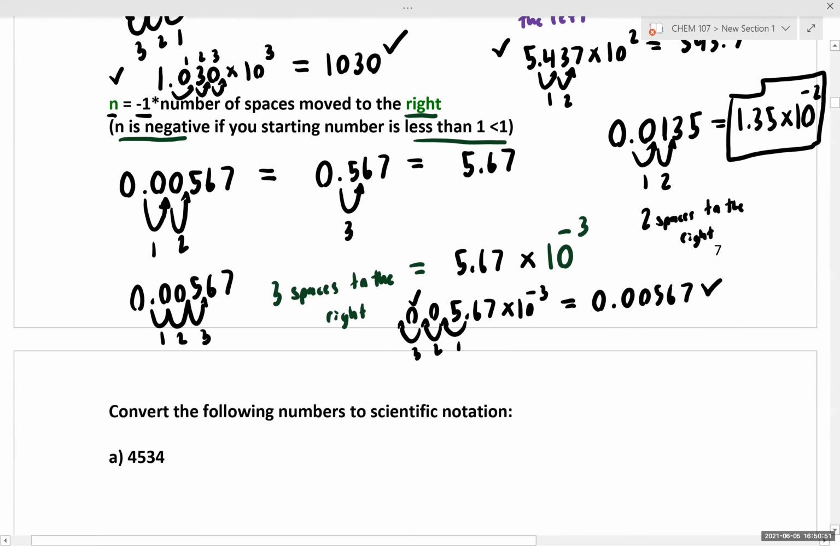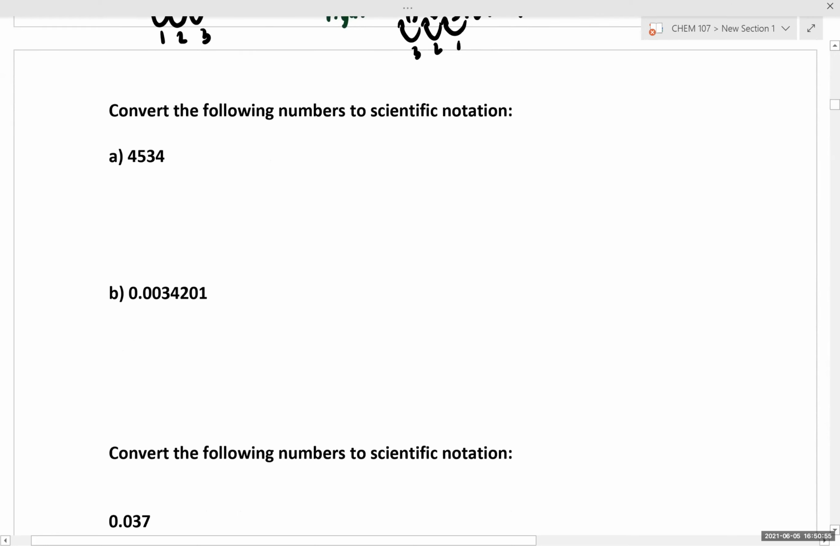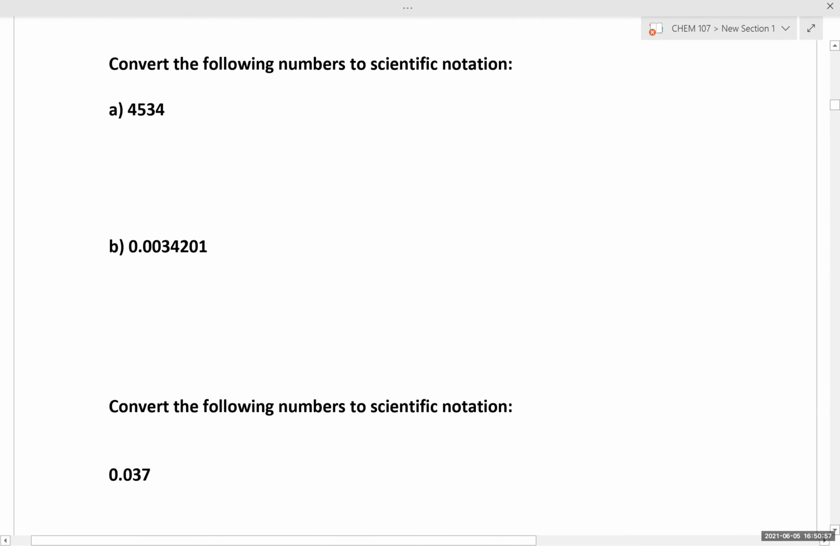So let's tie this all together, and I'm going to be doing the following example. I'm going to do the first two, and then you're going to work on the second two and answer those questions on the provided prompt. So in this case, we're asked to convert the following numbers to scientific notation.